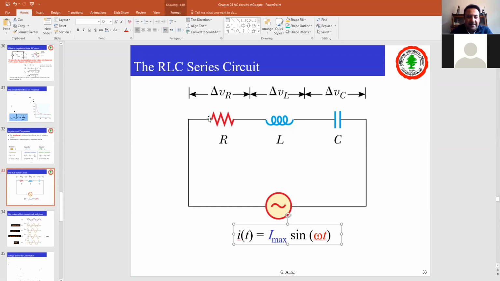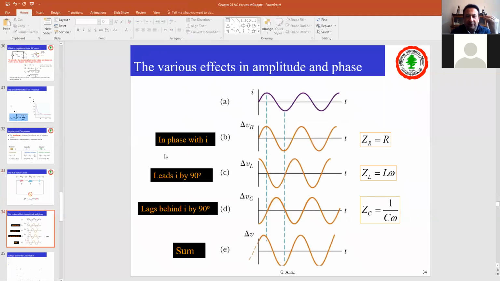Since they are in series, delta V of the battery is equal to delta VR plus delta VL plus delta VC. Since delta VR gives you 0 phase, delta VL gives you plus pi over 2 phase, and delta VC gives you minus pi over 2 phase, this problem cannot be solved by simply adding the potential differences together. We will have to use the phasor diagram, exactly the same thing that we did before.